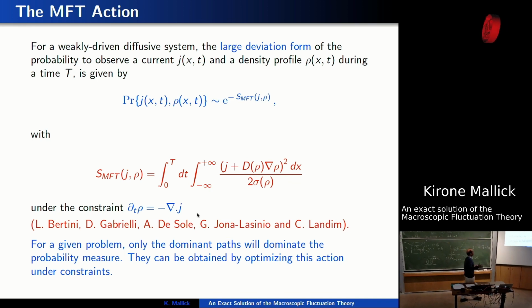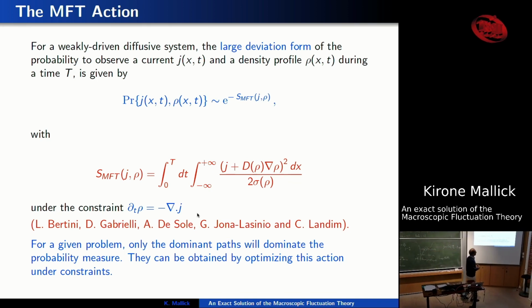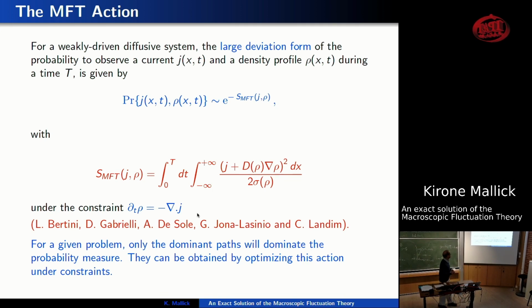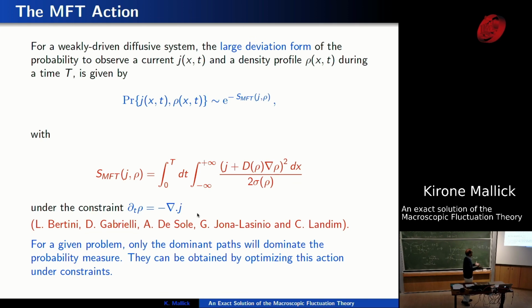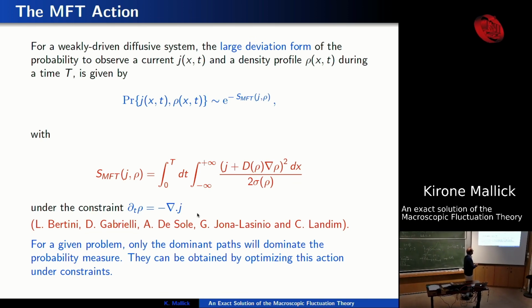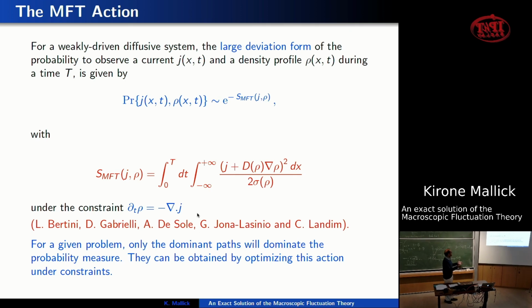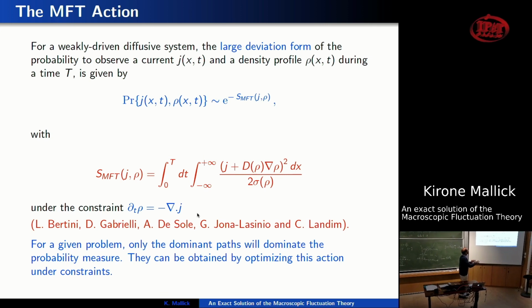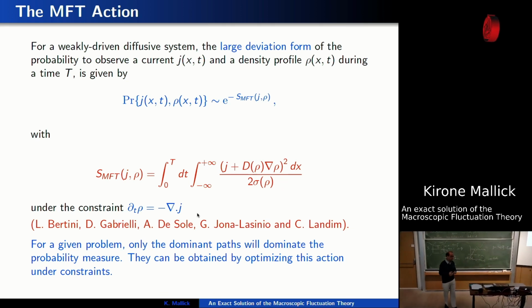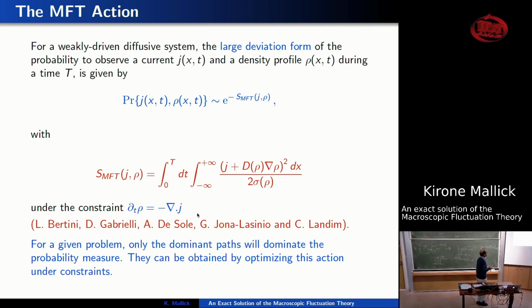So you see, I embody the L inside of the action. So we want to write this probability of having the current and the density as exponential minus an action, S of MFT. And this action, that's what the people around Jona-Lasinio developed for the last 15 years or so. This action is given as a very simple functional of the local current and the local density. So that's a kind of postulate. You can prove it for very simple systems, but again, you should take it as a kind of ansatz, and this is called the MFT action.